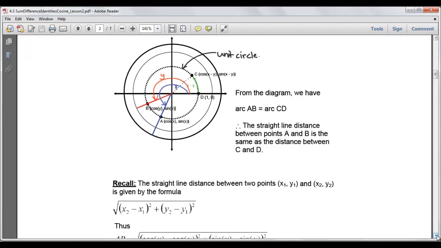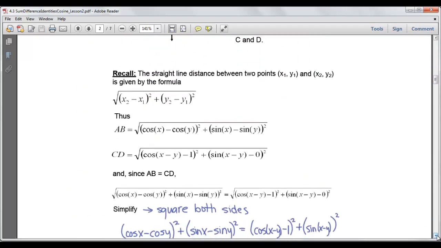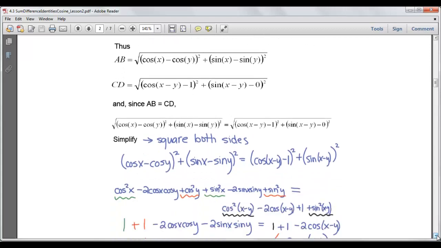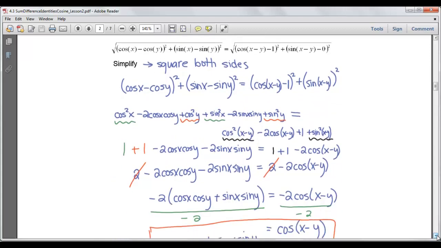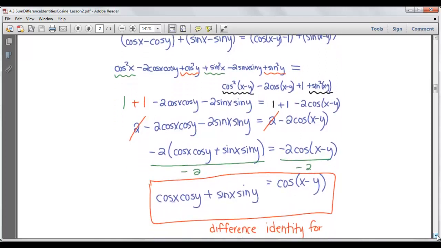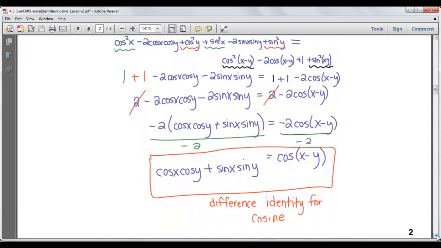Scrolling down a bit more, this you have on your template, and this is the proof as to why the first identity, which is the difference identity for cosine. The important thing here is to write down the identity so that cos of two angles that are being subtracted, so cos of x minus y, ends up being cos of the first angle times cos of the second angle plus sine of the first angle times sine of the second angle.